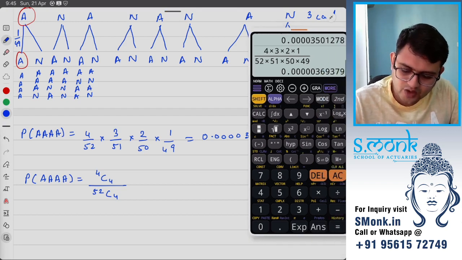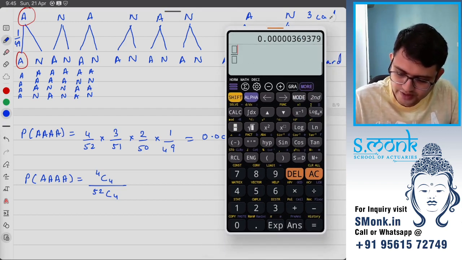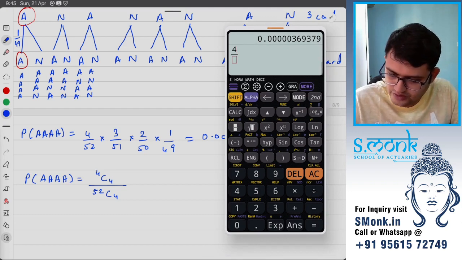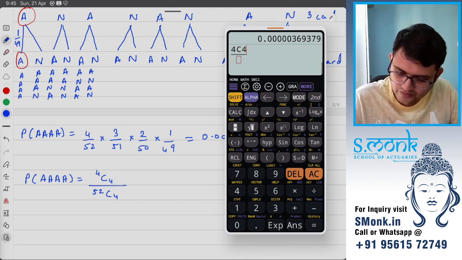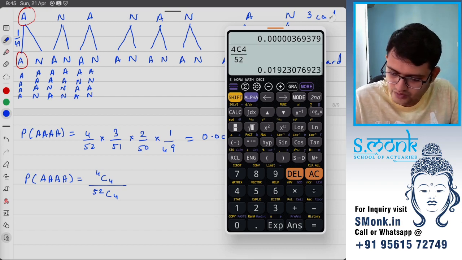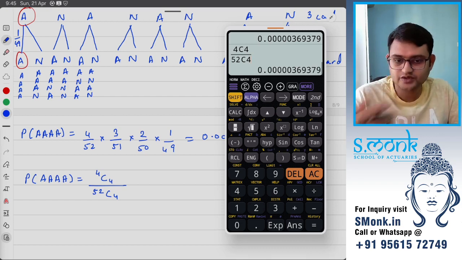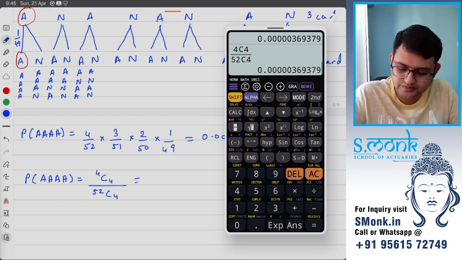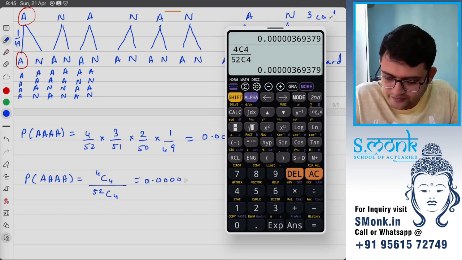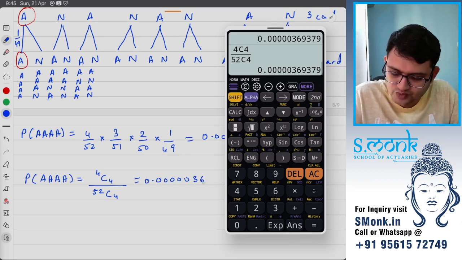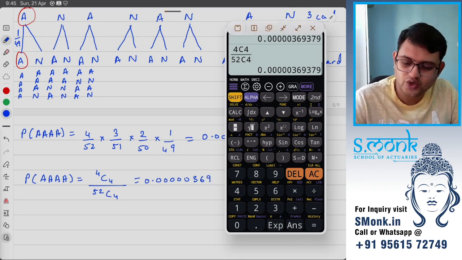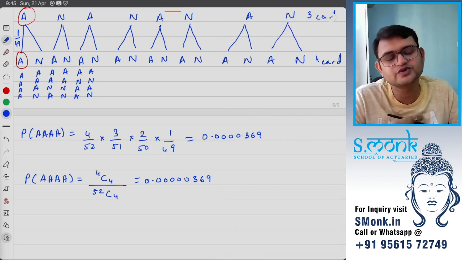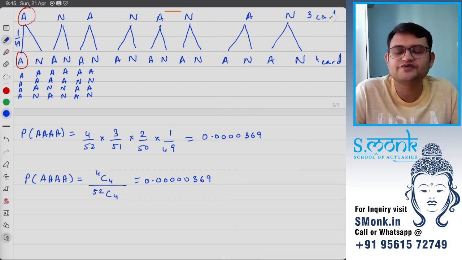Or I can use combinations. I can say 4C4 upon 52C4. You can see it's the same answer. So either you can use the tree diagram, and of course tree diagram is much more lengthy, or you can use combinations. So I prefer using combinations, just much faster.